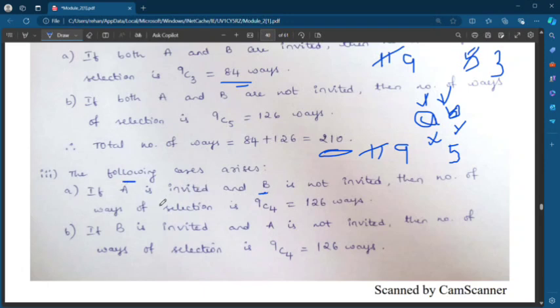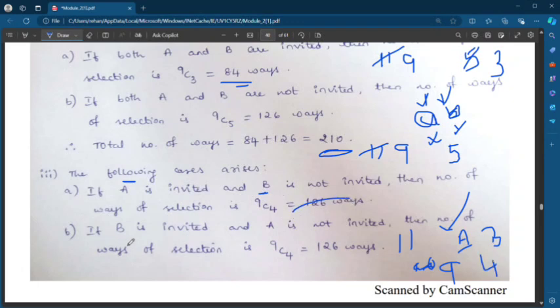Now what I have to do is remove two persons here also. The number of ways of selection is 9C4. See why 9: 11 persons are there and I am inviting A. Because of inviting A, 10 persons are remaining. But since I have invited A, B won't come. So obviously these 10 persons will become 9 persons. And we still want 4 persons to be invited, so 4 out of 9.